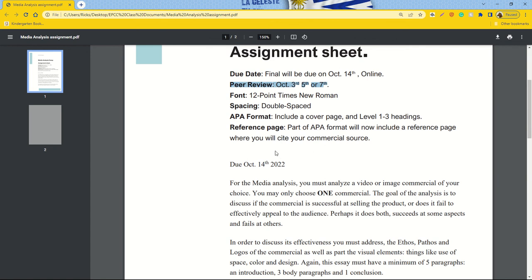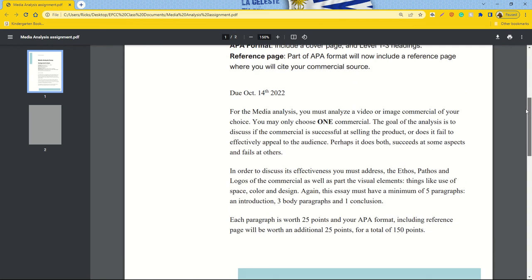And this time we're also going to cover the reference page, meaning that there should be a page at the end where you'll give full source credit to the commercial that you're going to be talking about. So overall, for the media analysis, you must analyze a video or image commercial of your choice. You may only choose one commercial. Do not try to analyze multiple.